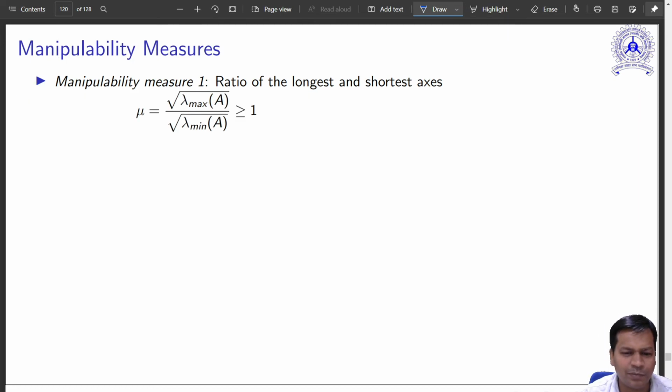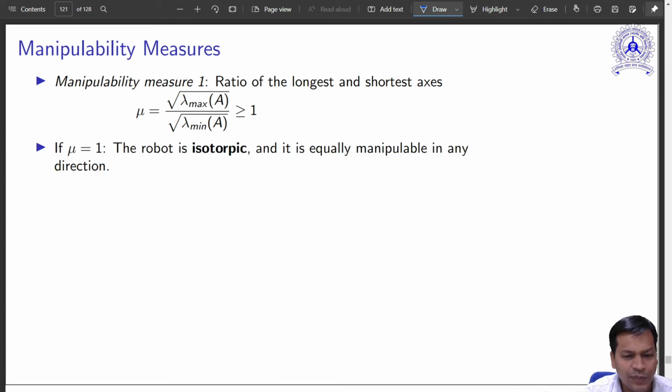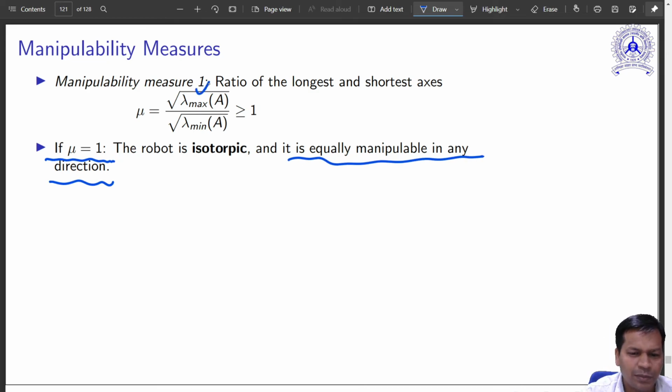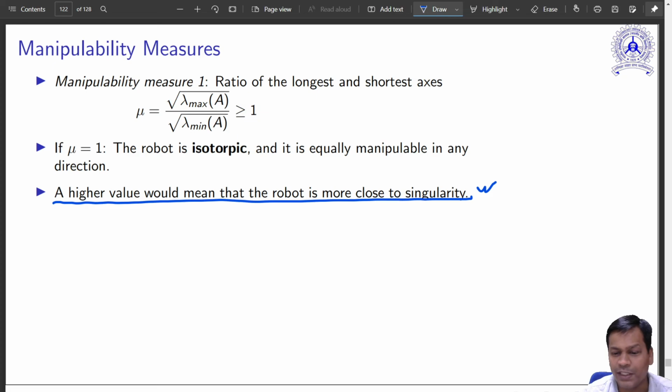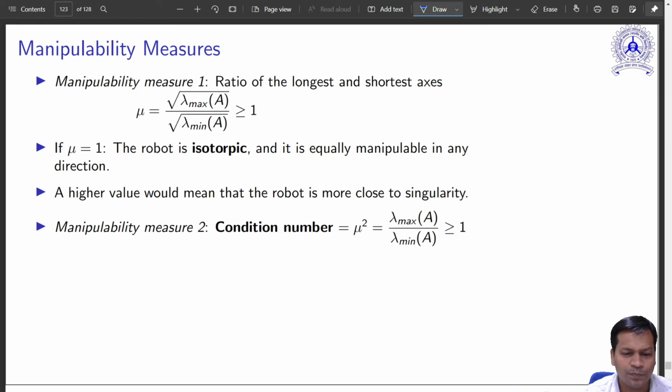There are many other measures. If it is isotropic, when mu is equal to 1, it is equally manipulable in all directions. Major and minor axes are both the same. A higher value would mean the robot is closer to singularity. You have seen just now, if it is infinity, it is singular. So a higher value means it is near to singular and least manipulable.